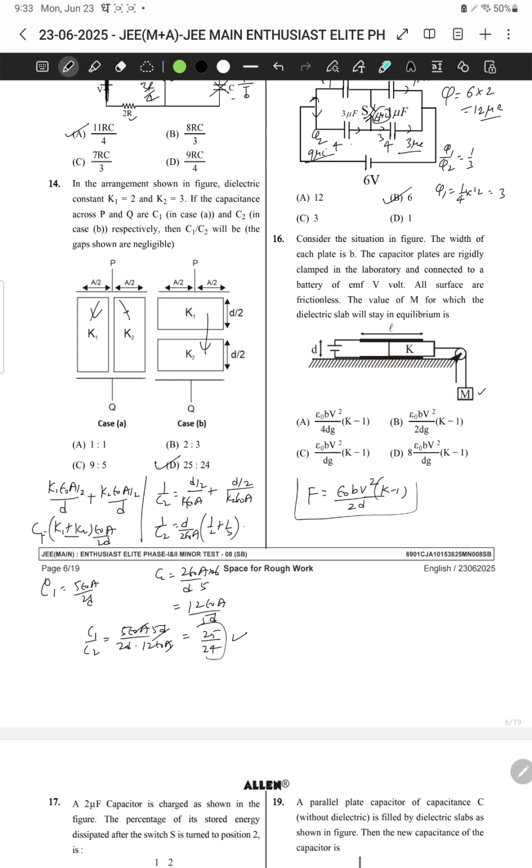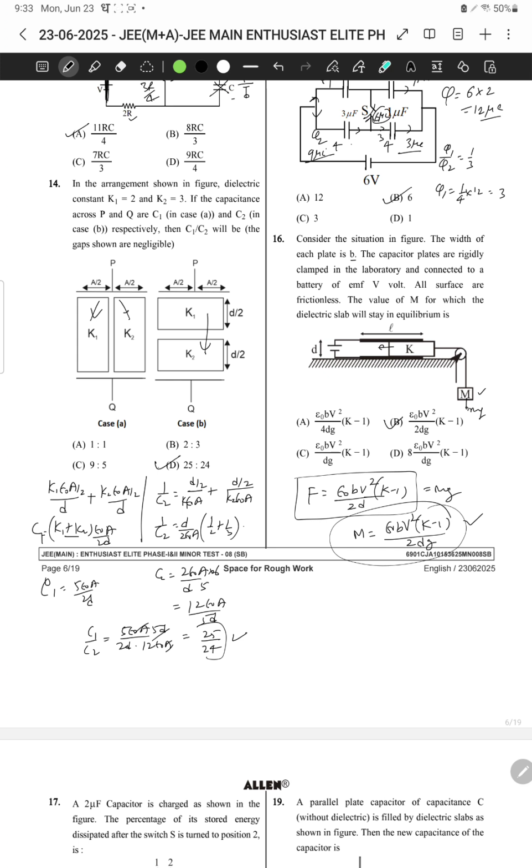So it's better that you remember this formula also, where b is the width of the plates, d is the distance between the plates, and L is the length. Now this force acting from the capacitor plates in this direction will be balanced by mg. So that is equal to mg. So we can calculate the mass as epsilon naught b v square into k minus 1 by 2dg. Correct. So which option is correct? Option B is correct here.